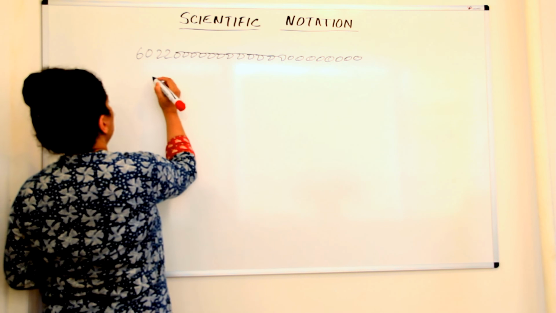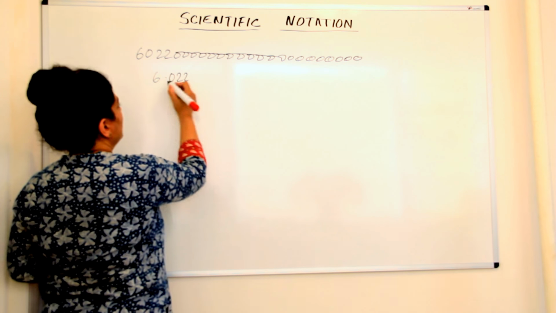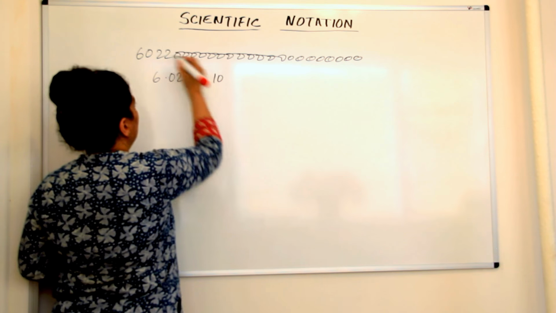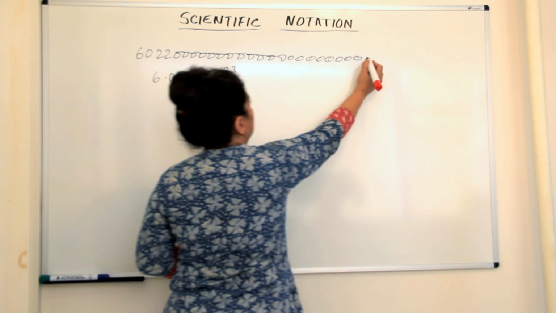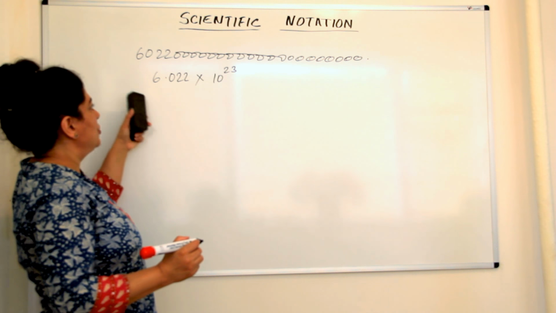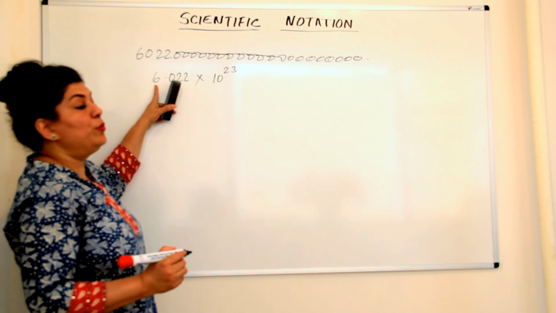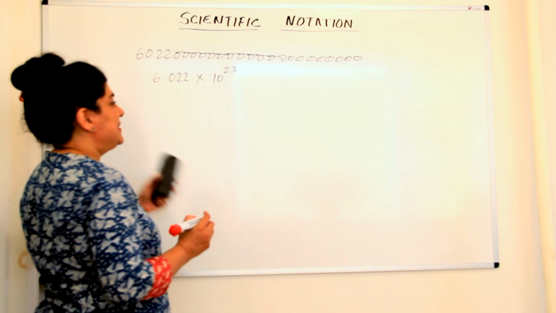So this number comes to be 6.022, the non-zero digits till that it's written, times 10 to the power 23. Because the decimal was here, we moved the decimal 23 positions to turn this into 6 point something. So we need only 1 digit before the decimal. Now let's take another example.